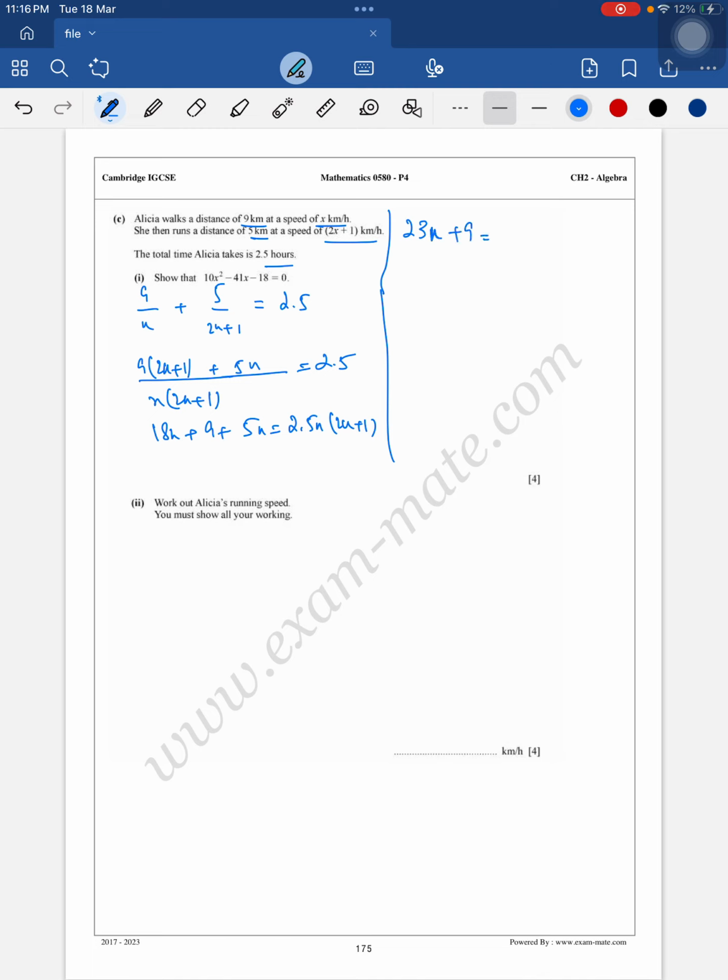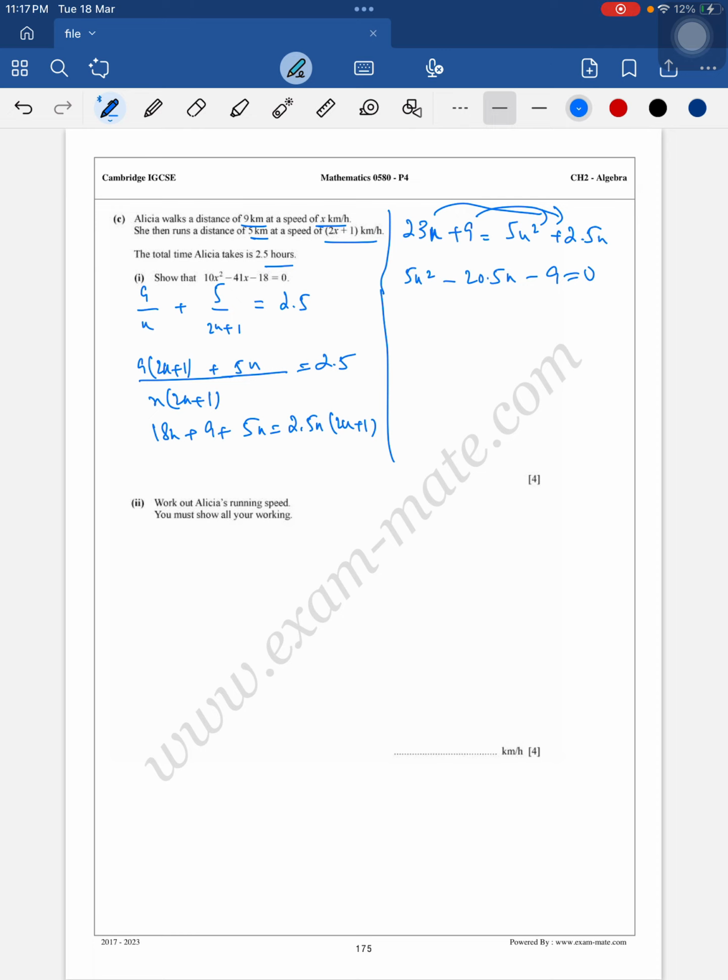Plus 9 is equal to 2.5 into 2, which is 5x square, plus 2.5x, right? Now 5x square plus 2.5x, 23 goes over there, so 2.5 minus 23 is minus 20.5, x minus 9 goes over there, equals 0.